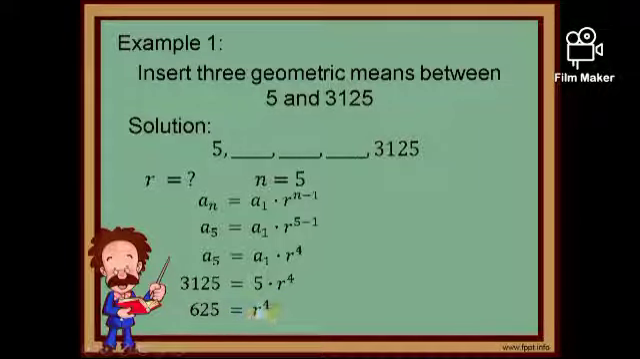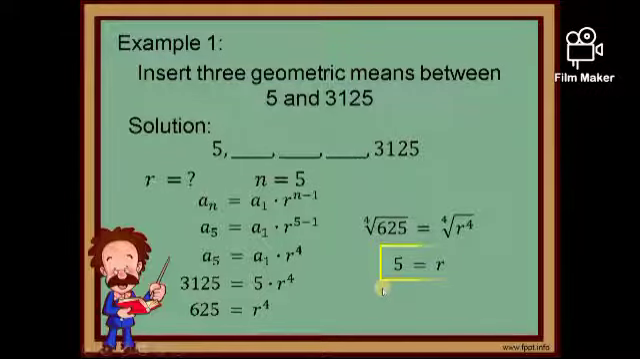Next, to solve for r only, take the 4th root of both sides. So, the 4th root of 625 is equal to the 4th root of r to the 4th. Now, the 4th root of r to the 4th will give you r, while the 4th root of 625 will give you 5. Therefore, our common ratio is equal to 5.